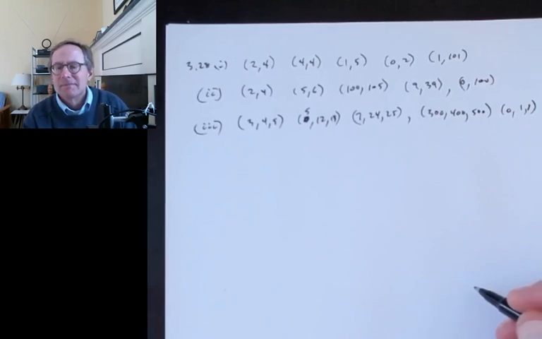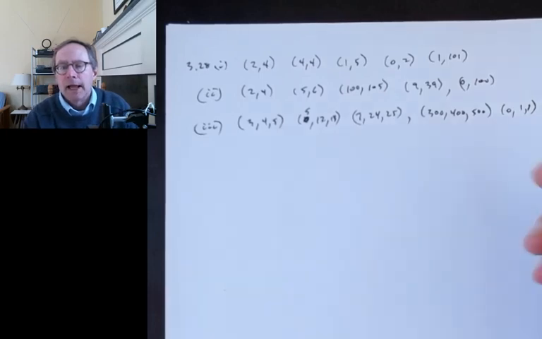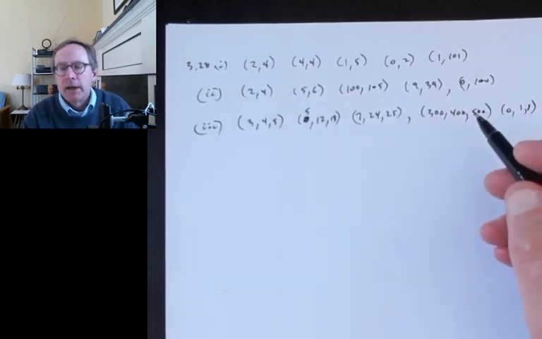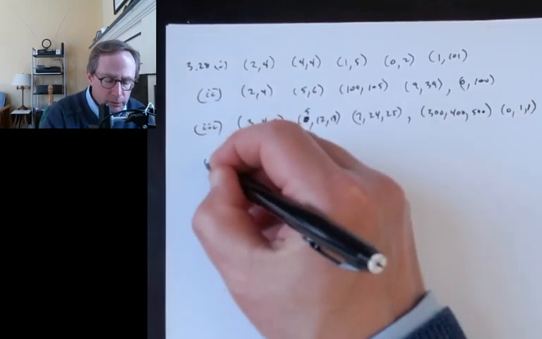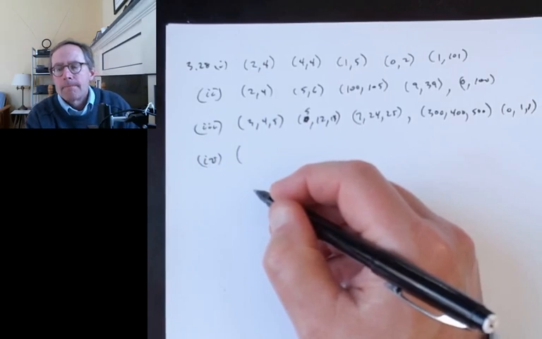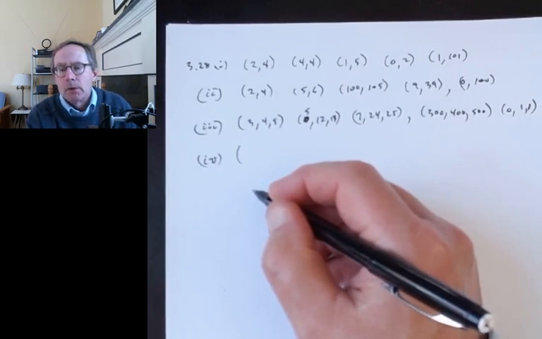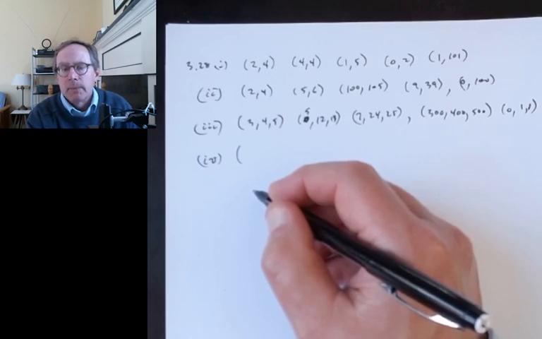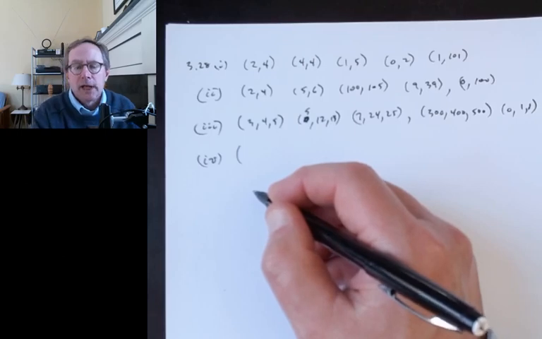Okay. And then the last one, Roman 4, is the set of all x, y's in A cross the power set of A, where A is 0, 1, 2. So Roman 4. I'm looking for x to be an element of A, and y to be an element of the power set of A, where x is an element of y.